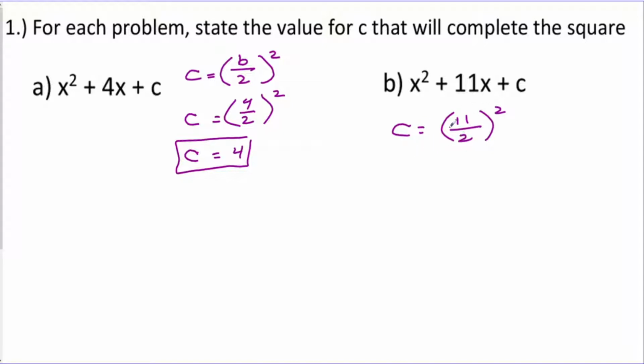If you turn this into a decimal, you're going to get 5.5 squared, right? And so then you would have to do a little bit of calculator work here if you don't know what 5.5 squared is. So 5.5 squared is 5.5 times 5.5, so 30.25, right? That would be your answer. So C is equal to 30.25, okay? So again, you have to know how to do this in both formats.